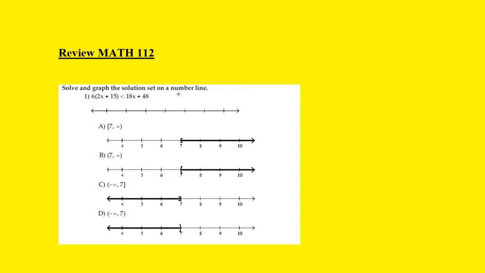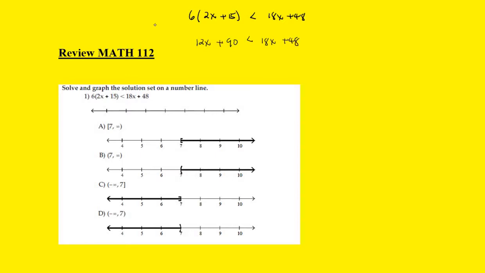Okay, the first thing is, let's solve this problem. It says solve and graph the solution set on the number line. So the first thing we're going to do is rewrite the inequality. We have 6 times (2x plus 15) smaller than 18x plus 48. We distribute the 6 among these two terms. So 6 times 2 is 12x, and 6 times 15 is 90, smaller than 18x plus 48.